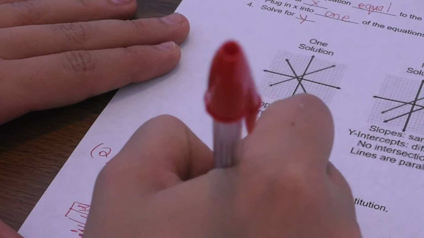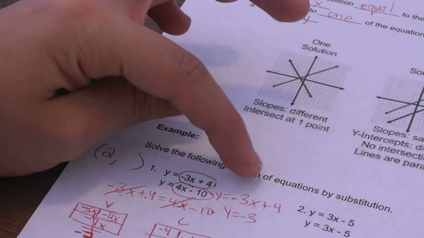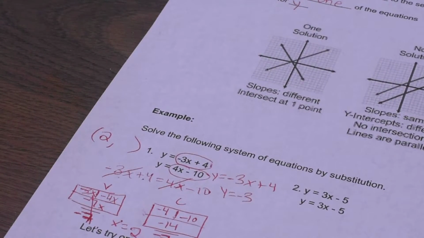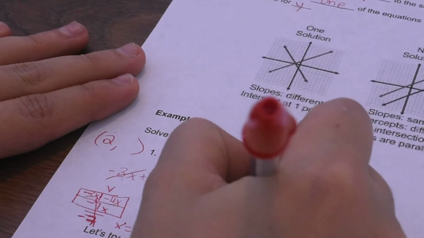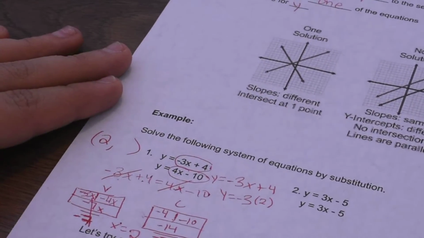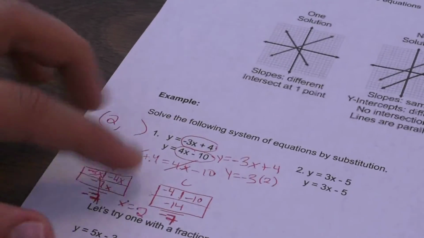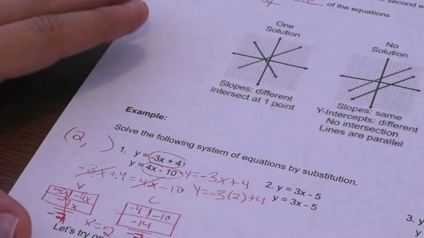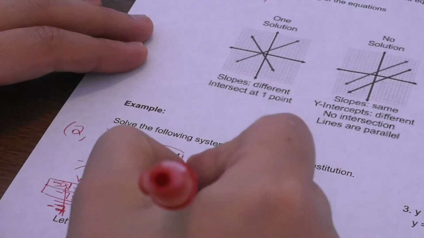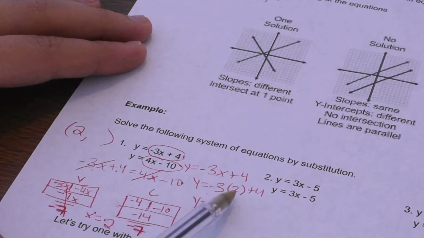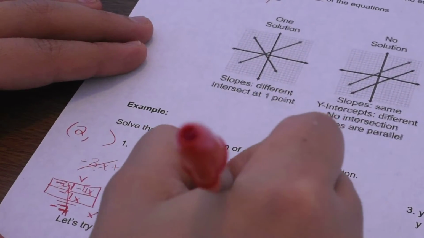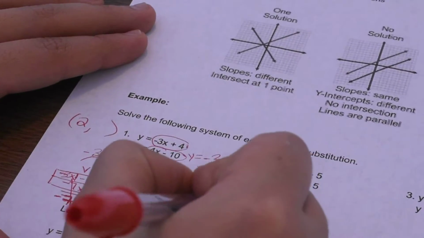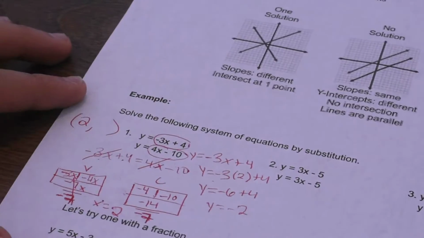So y equals negative 3, and negative 3x means negative 3 times x. So I'm going to put my x in parentheses so that I remember to multiply. 2. Realize the 2 came from solving for x down here, right? And then plus 4. That's the rest of the equation. So y equals negative 3 times 2, which is negative 6, plus 4. Negative 6 plus 4 is negative 2. So y equals negative 2.